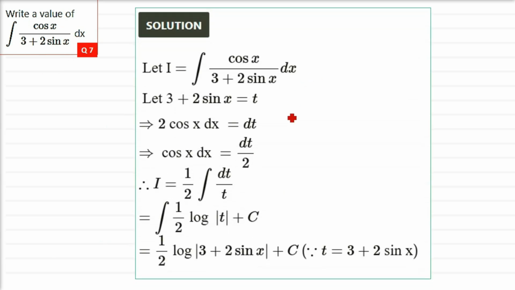Now this is how it will be completed. All the symbols, the modulus signs and sins and all this, have to be written.